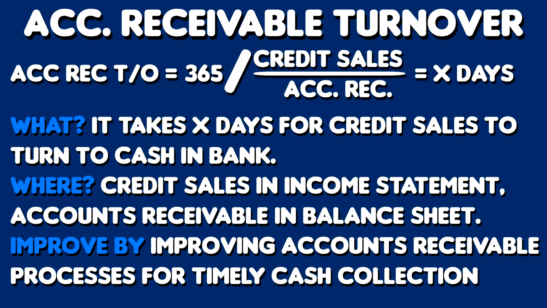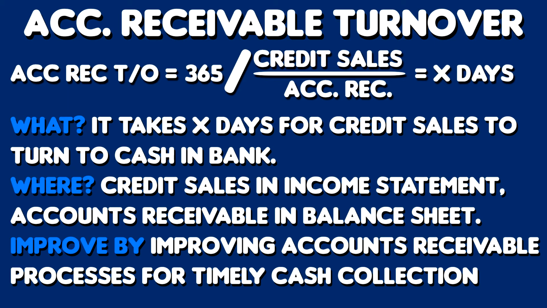The accounts receivable turnover ratio has kind of got two steps to calculating this ratio. The first step is dividing credit sales by accounts receivable. The result from doing this, you then divide into 365. So 365 divided by the result of credit sales over accounts receivable will give you how many days, or X amount of days, which can be interpreted into the number of days that it takes for you to turn your credit sales into cash at bank.